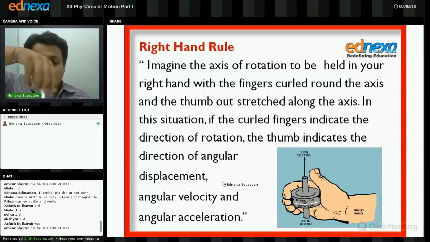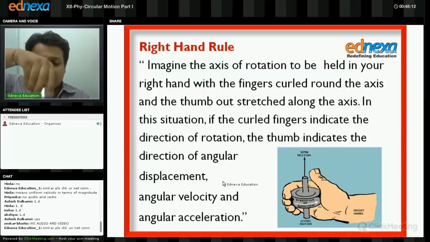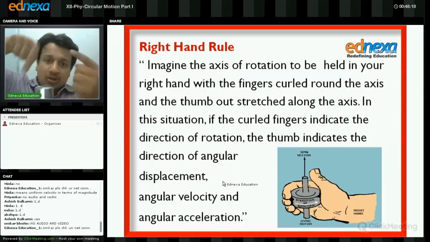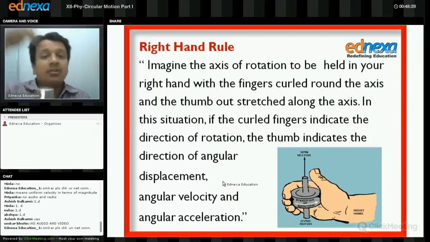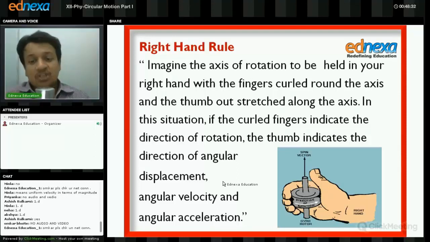But when I rotate it this way, what will happen? See, I'm rotating it like this. The curled fingers indicate the direction of rotation. Then the outstretched thumb indicates the direction of motion, or direction of velocity, or direction of acceleration. So this is the right hand thumb rule.